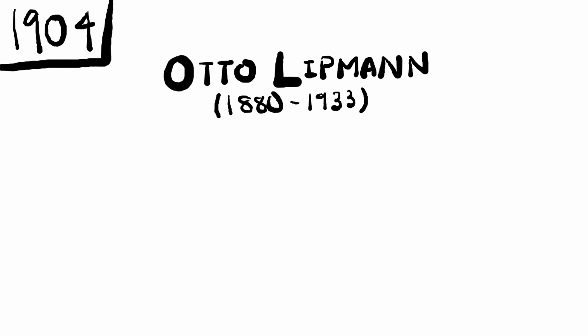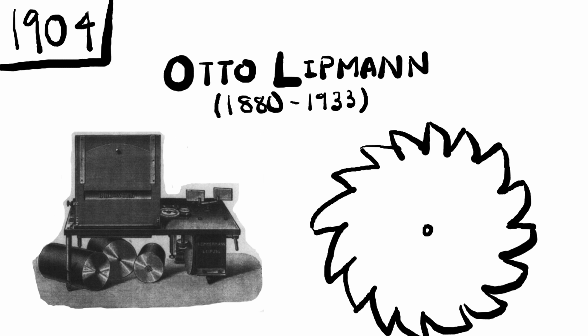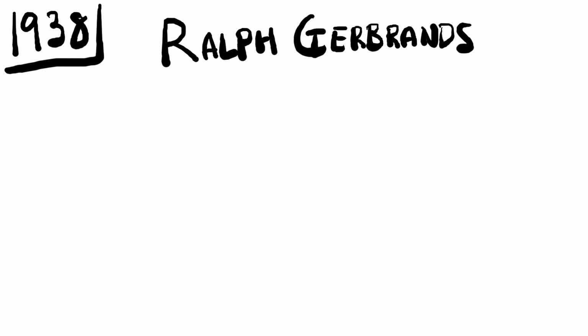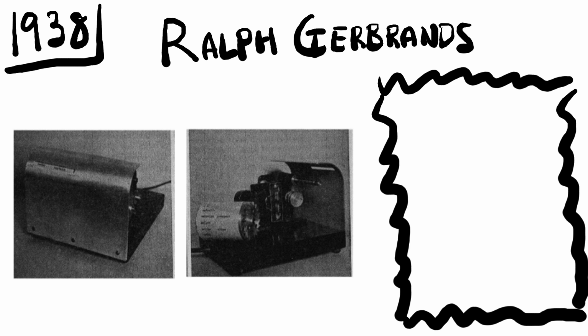In 1904, Otto Lippmann, working with Ebbinghaus, redesigned the drum so that the stimulus would be held for a fixed amount of time before moving to the next by using a notched gear. This solved the problem. In 1938, Ralph Gerbrands at Harvard University improved the memory drum even more by replacing the spring motor with an electric motor and implementing movable pins to control the speed of the drum. The memory drum now had all the necessary features to conduct reliable memory experiments.